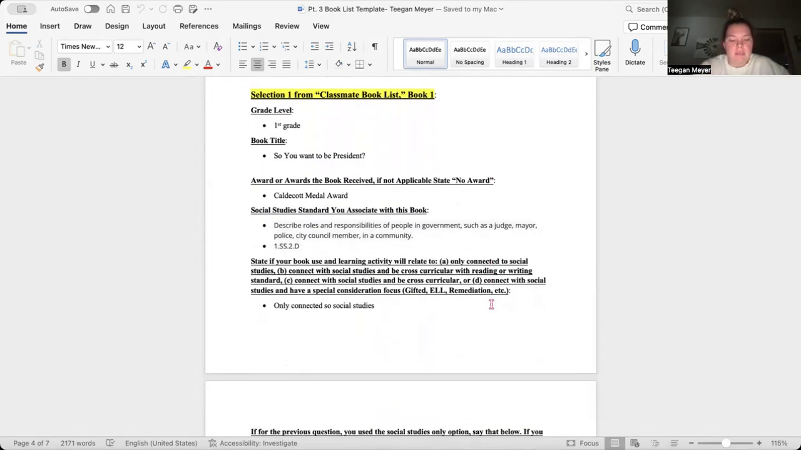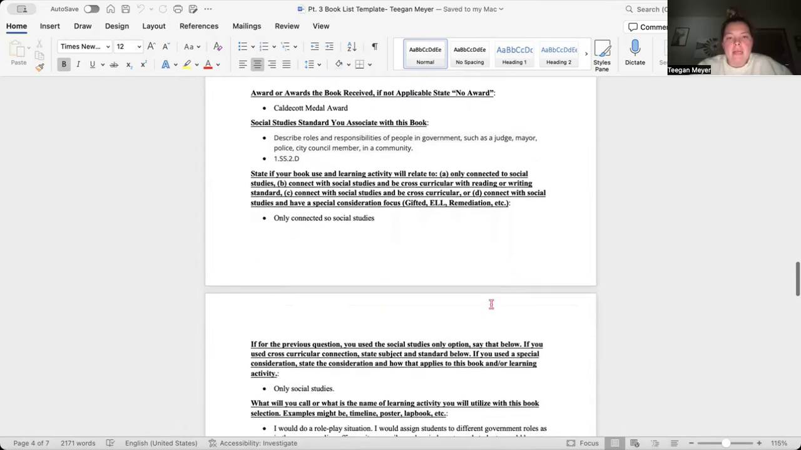So from another classmate's book list, I chose So You Want to Be President. This book is just details of the lives and history of and personalities about our past presidents of the United States, followed by information about the different backgrounds some presidents have shared in the past.